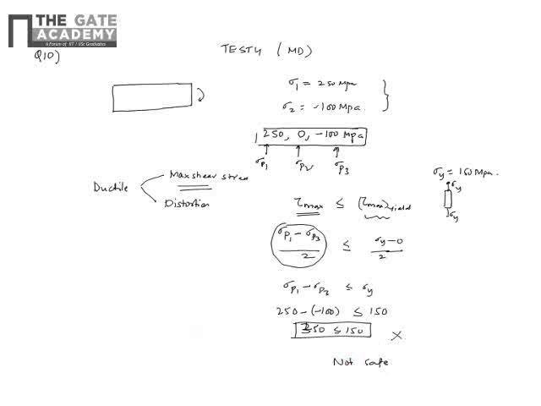So the minimum yield strength for the material to be safe should be 350. So the answer for this is B. It's not safe. Thank you.